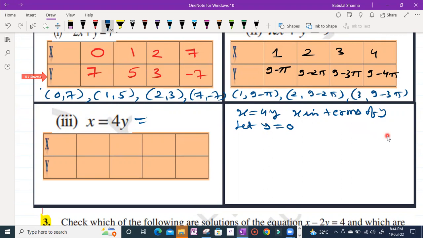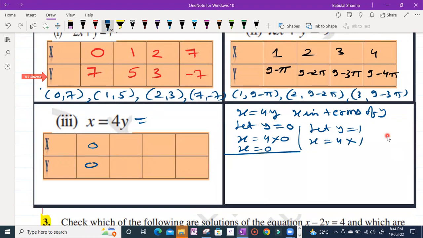सो सपोज y इज इक्वल टू 0, सो x इज इक्वल टू 4, y की जगह 0 पुट करें तो x इज इक्वल टू 0. सो व्हेन y इज इक्वल टू 0, x इज आल्सो 0. सेकंडली y is equal to 1. So x is equal to 4, in place of y आप 1 लिखें. यहाँ पे देखिए x is equal to 4 into y. y की जगह हमने 1 लिखा. So the value of x is 4. So if x is 4, y is 1.